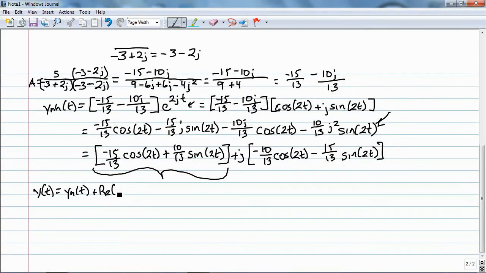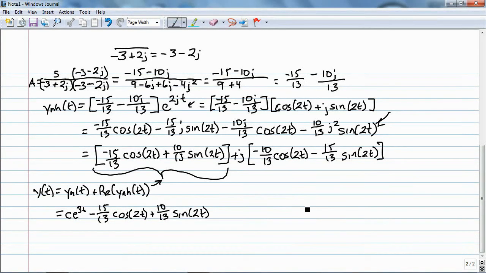of our non-homogeneous, and this is for the Euler equation. And so our solution is going to be C e to the 3t minus 15 thirteenths cosine 2t plus 10 thirteenths sine 2t, just like we got in the last video.